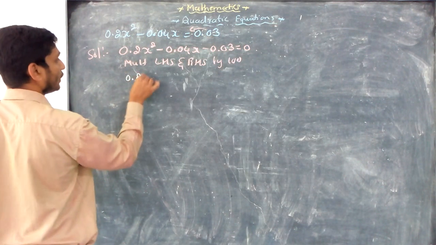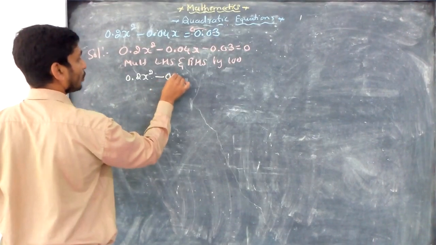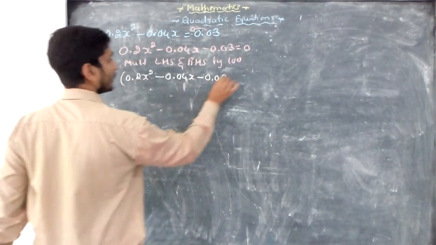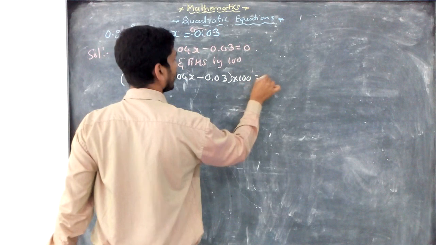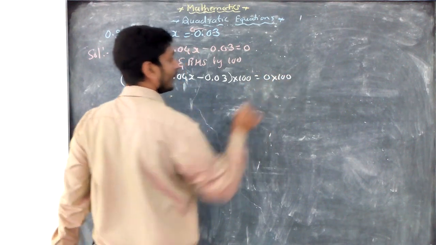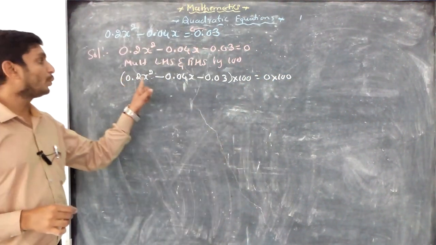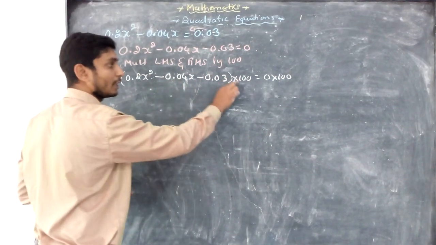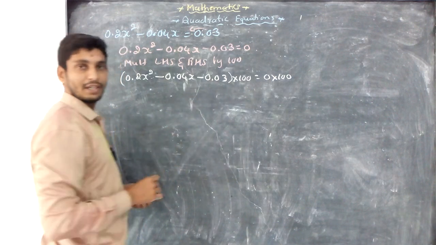That is 0.2x square minus 0.04x minus 0.03. For this one multiply with 100 equals, for 0 also multiply with 100. Now 0.2 into 100, this one also multiply with 100, this one also multiply with 100.